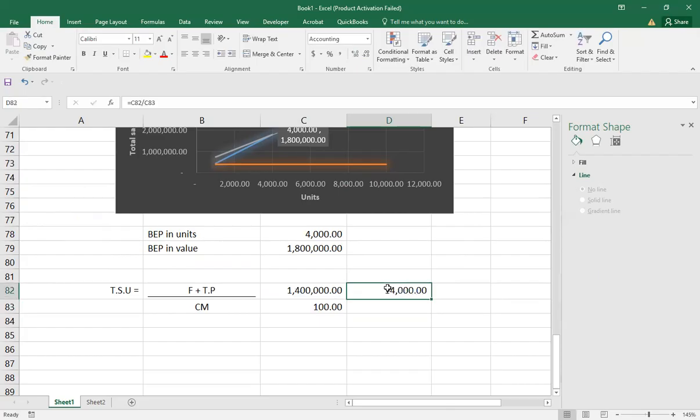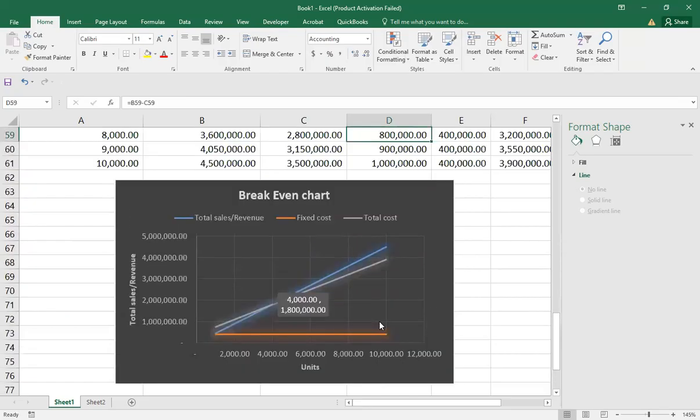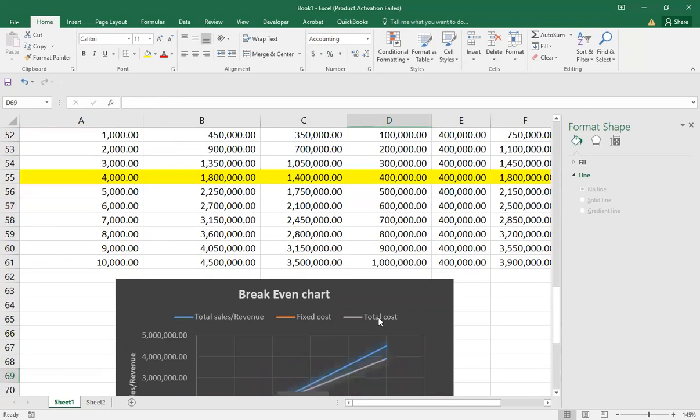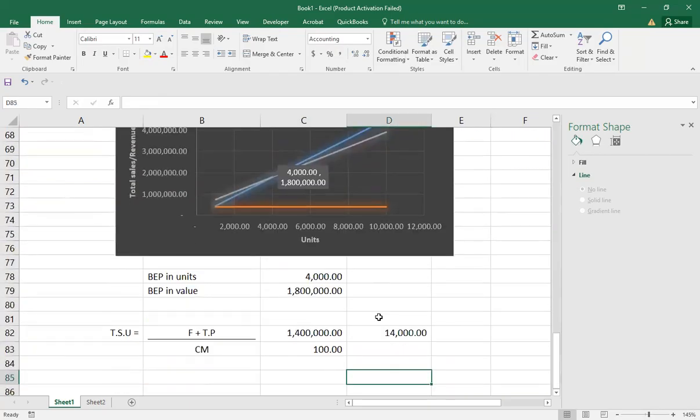So for us to achieve a target profit of 1 million, therefore the farm should produce 14,000 units. For us to achieve the target profit of 1 million, the farm should produce 14,000 units.